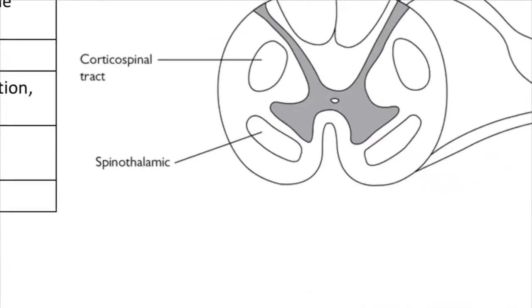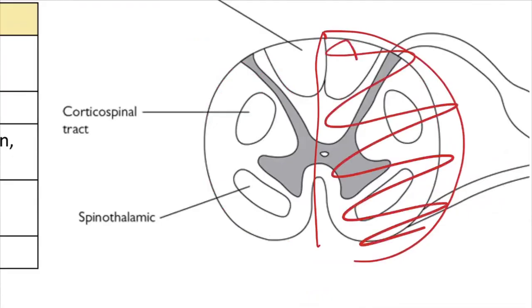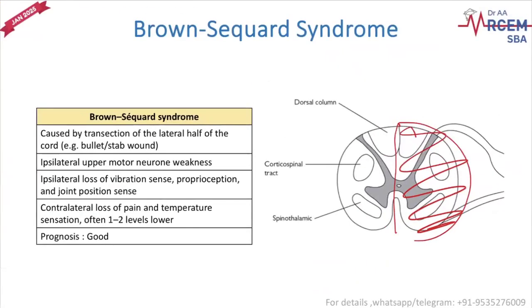What is Brown-Sequard syndrome? Half of the spinal cord is destroyed. It might be because of a gunshot injury, or someone has stabbed you from behind. Half of the spinal cord is gone. What will be the findings here? Dorsal column, same side. That's why there is ipsilateral loss of vibration and proprioception. Corticospinal tract, same side. Ipsilateral upper motor neuron weakness is what you'll be having.